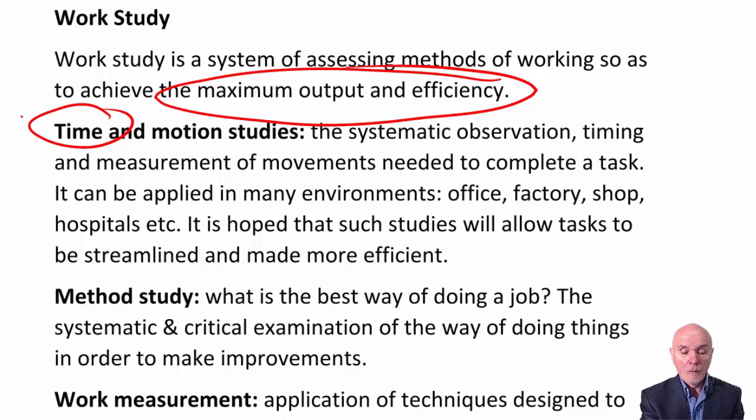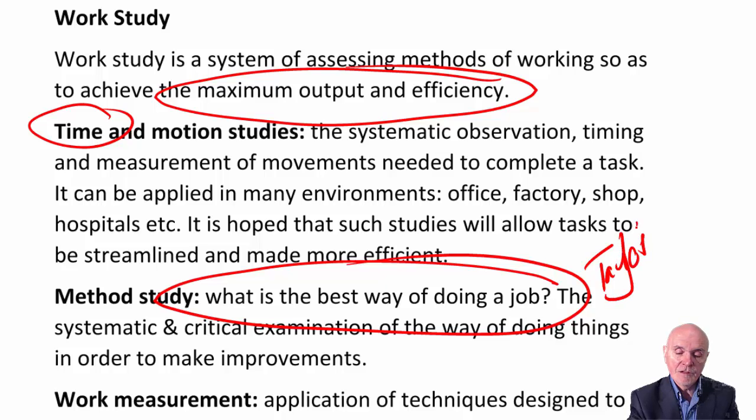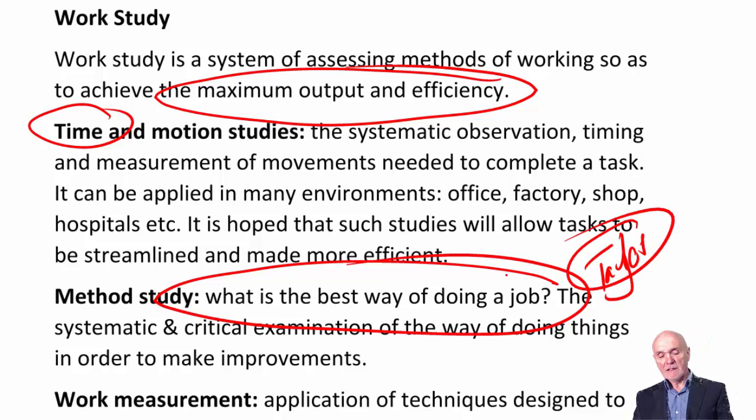Method study. What is the best way of doing a job? And this went nearly all the way back. Method study really began, I suppose, about the 1850s. There's a person called Taylor, one of the early management writers, who was one of the first writers who perceived that it's a function of management to try and tell workers how to do their job better, more efficiently.